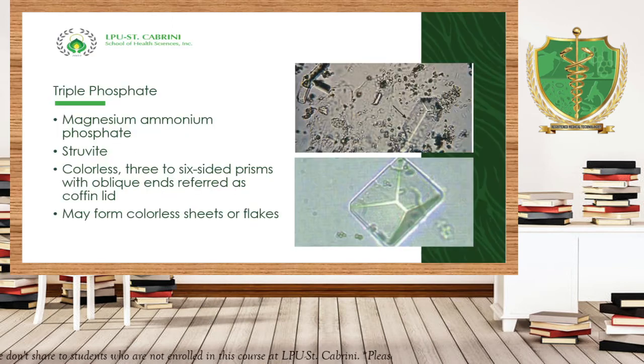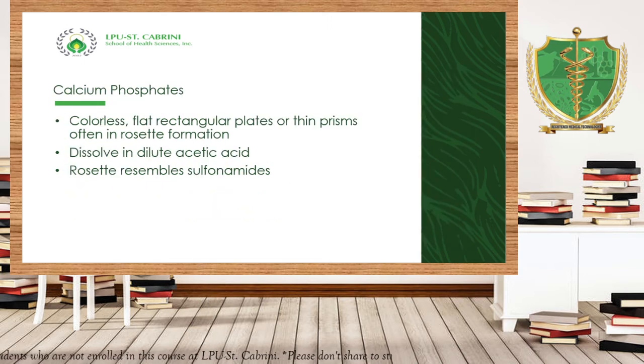Okay? Ayun, LID. Tama naman pala ako. Next is we have calcium phosphates, which appears as colorless flat rectangular plates or thin prisms, often a rosette formation. Dilutes with acetic acid. And take note, guys, that calcium phosphate resembles sulfonamides. And take note that sulfonamides is an example of abnormal crystals, which will be discussed later. Okay, so please take note kung ano ba talaga, kung calcium oxalate, kung calcium phosphate po ba siya, or sulfonamides.